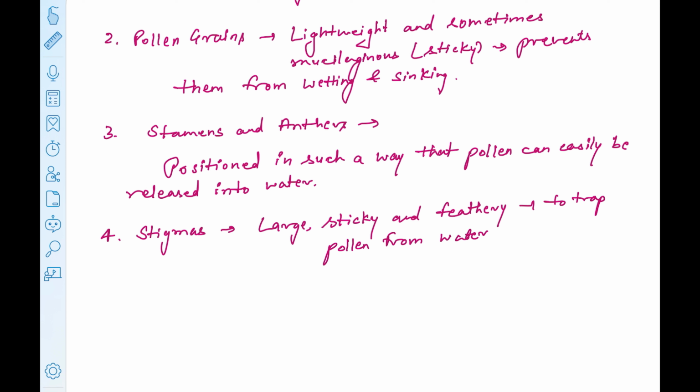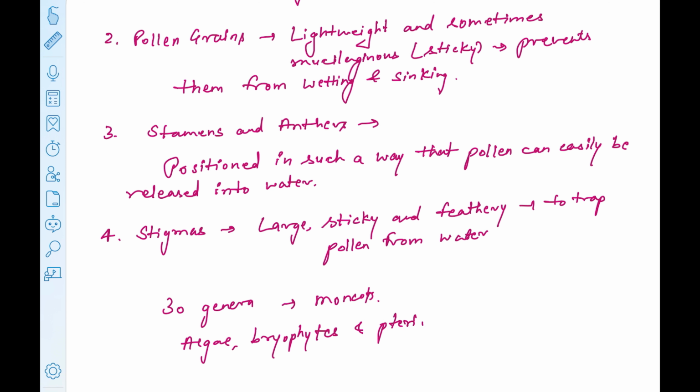And the pollination by water is rare in flowering plants, and it is only limited to about 30 genera. Okay, and they are mostly monocots. And we know about the lower plant groups like algae, bryophytes, and pteridophytes. And we know their distribution is limited. Why? Because they need water for the transport of male gametes and fertilization.